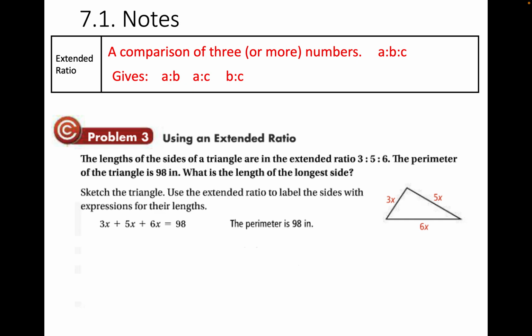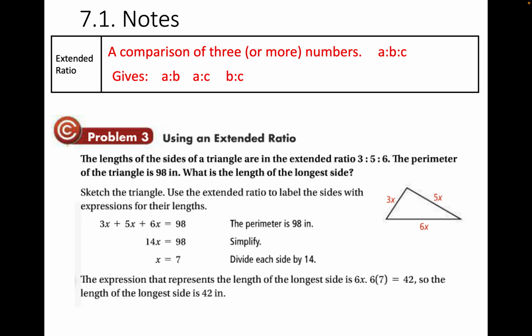So that first side 3x plus that second side 5x plus that third side 6x, together that must equal my perimeter of 98. So when I simplify or combine my terms, that's 14x equals 98. If I divide by 14, I get x equals 7. Now we're supposed to find the longest side. So the longest side is 6x. If I substitute in 7 for x, I get 6 sevens, which is 42. So I know the longest side of this triangle, 6x, would be 42 inches in length.